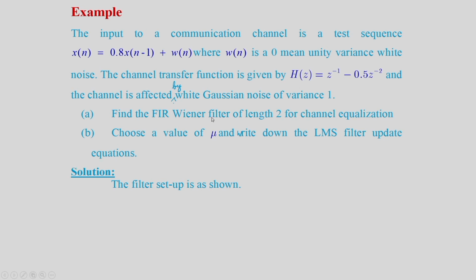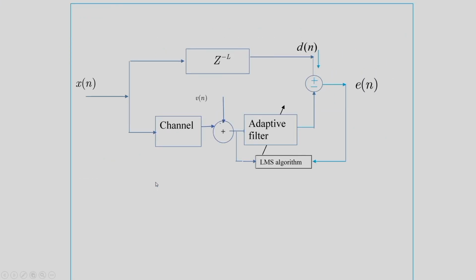Find the FIR Wiener filter of length 2 for channel equalization. Choose a value of mu and write down the LMS filter update equations. First we will show the filter setup. The filter setup is like this.